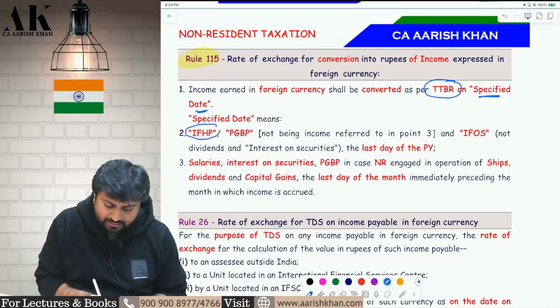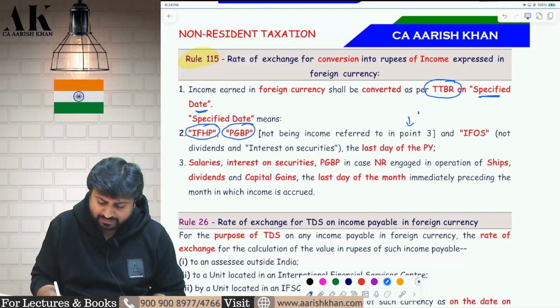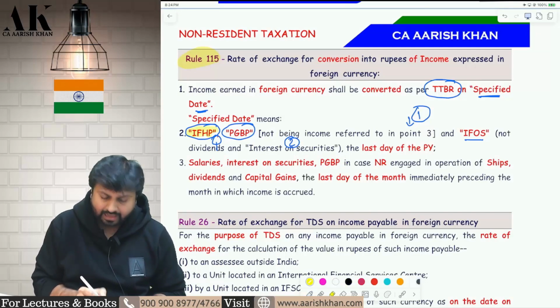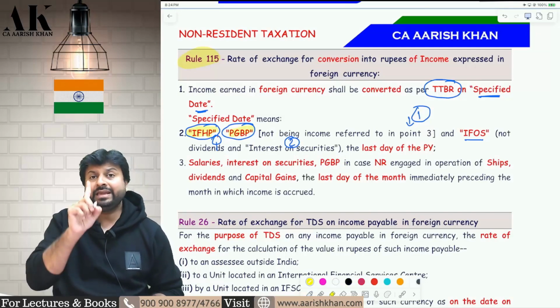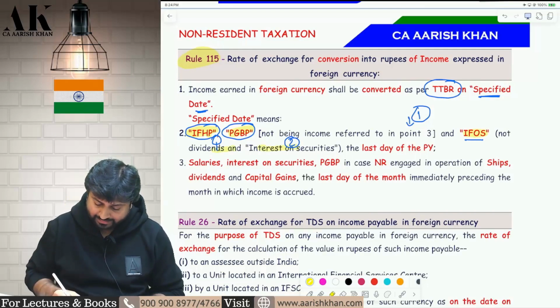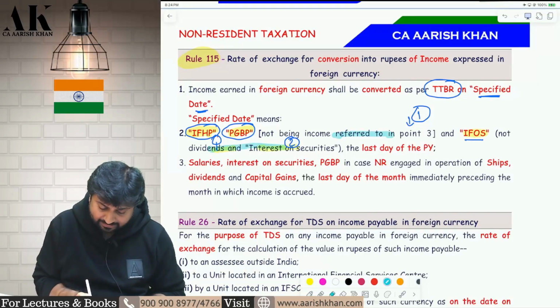If you are earning income from house property or PGBP except one PGBP, or if you are earning IFOS except two IFOS, 1 and 2. So if you are earning house property income or PGBP except one PGBP or IFOS except two IFOS, whatever are except over here, I will highlight that this is except, this is except.